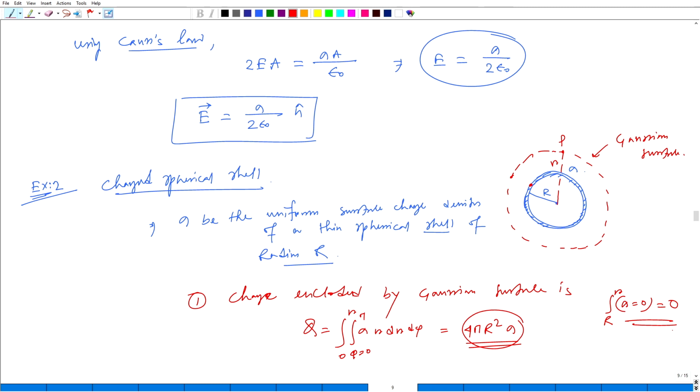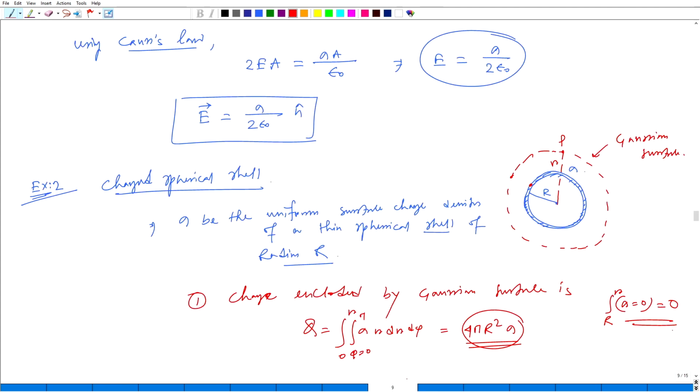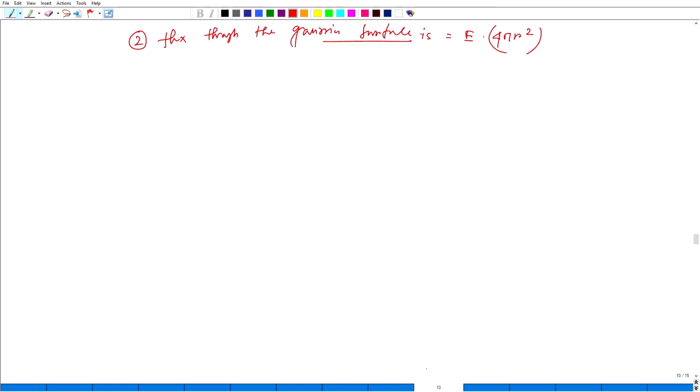And what is the area, and the flux through the Gaussian surface? The second one is the flux. So, flux through the Gaussian surface is E, the electric field, times the area of this surface, 4 pi r square, since the radius of the Gaussian surface is small r, not capital R.